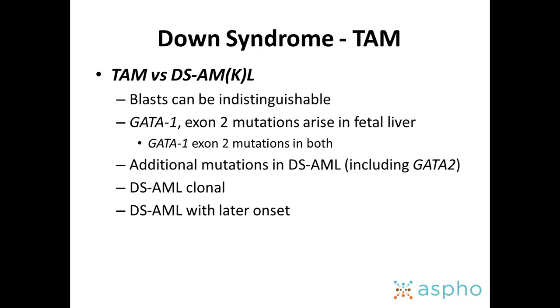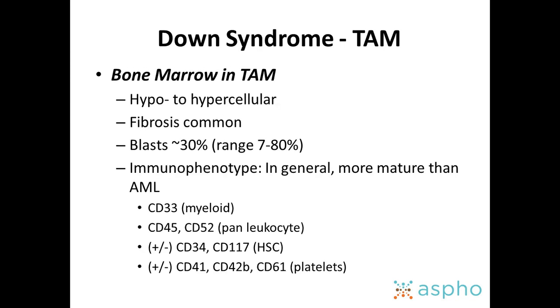All right, the bone marrow in TAM can look like a lot of different things. Fibrosis can be common, and that makes sense with the M7-ish phenotype. You can have blasts and it can look more or less the same in the marrow as it does in the peripheral blood. In general, the phenotype is more mature than it is in AML, but it's not universal. So I think that'd be a hard thing to test on. But just be aware that these are cells that are trying to mature, but they don't quite mature. And so when something transforms into AML, it's going to be a much less differentiated blast.